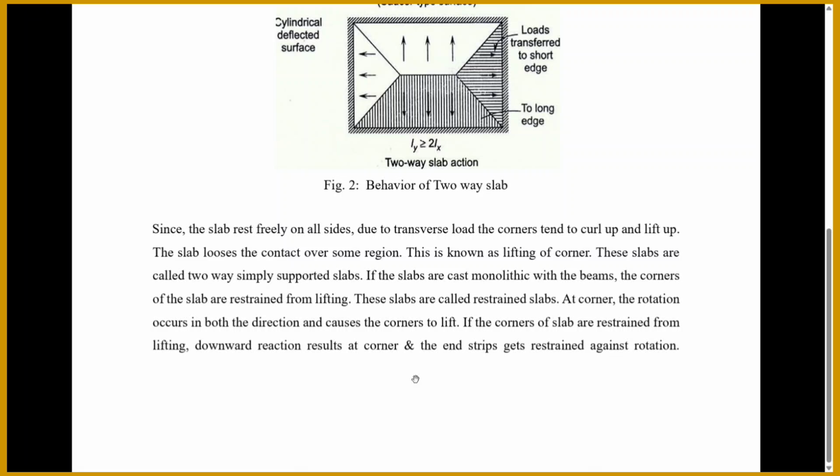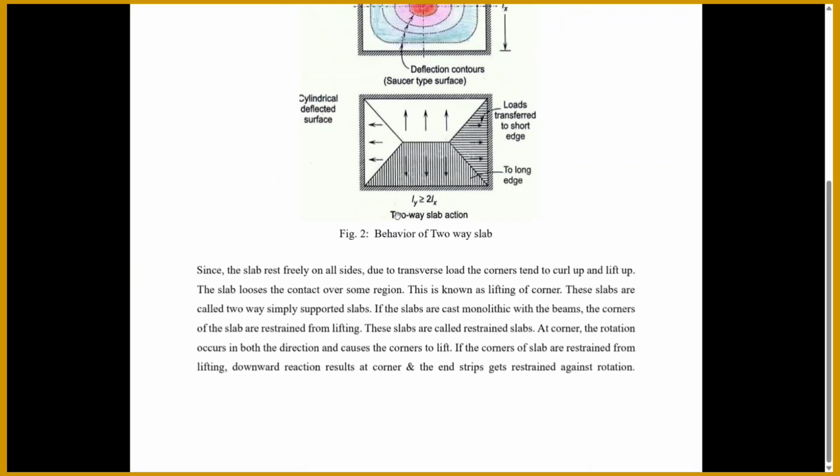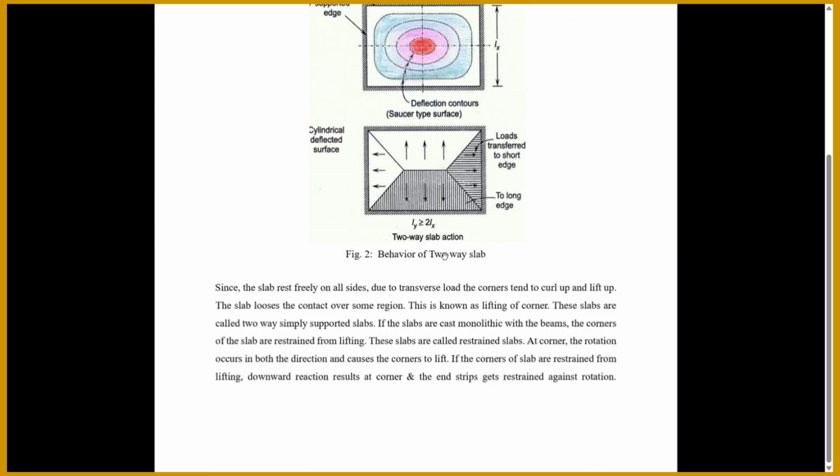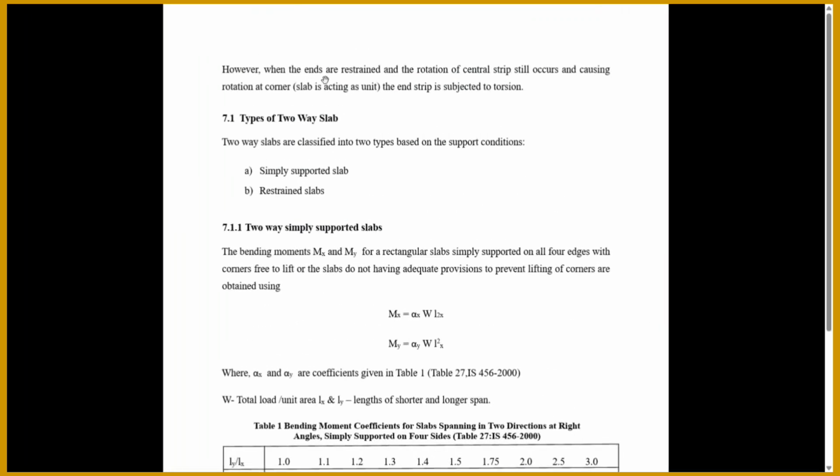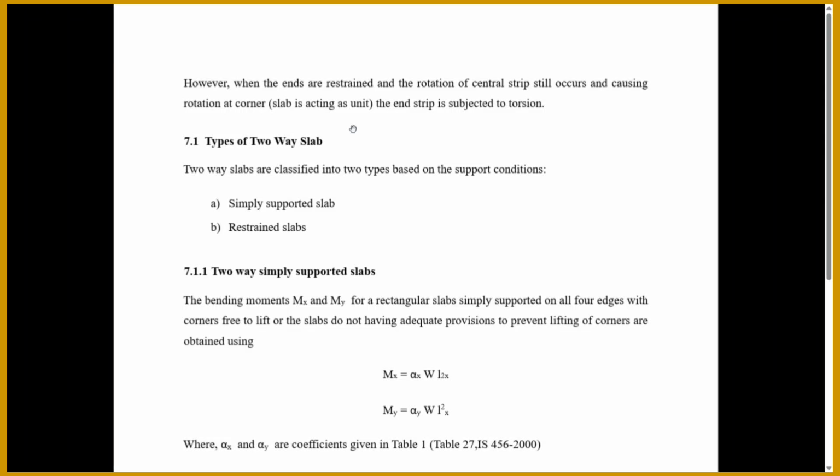At the corner, the rotation occurs in both directions and causes the corner to lift. If the corner of the slab is restrained from lifting, a downward reaction results at the corner, and the end strip gets restrained against rotation. However, when the ends are restrained, the rotation of the central strip still occurs, causing the corner rotation, and the slab acts as a unit, and the end strip is subjected to torsion.